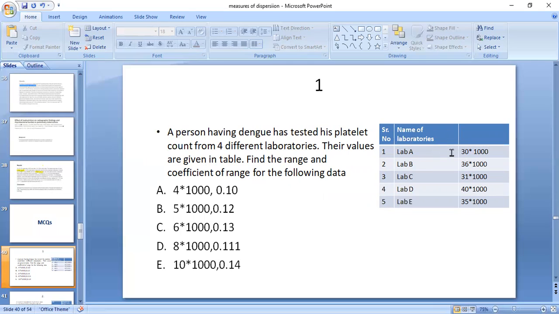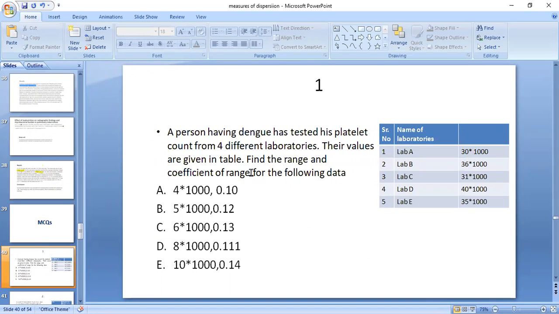Now these are their observation from the different labs. First lab indicates that the platelet count is of 30,000. Second indicates 36,000. Third 31,000. Fourth 40,000, and the last one is 35,000. So for calculating range, we need to have the largest value and the smallest value. In this data set, this is the largest value in the fourth row, 40,000, and the smallest value is 30,000. So if we subtract the smallest value from the largest value, this will be the 10,000. So E option will be our correct.